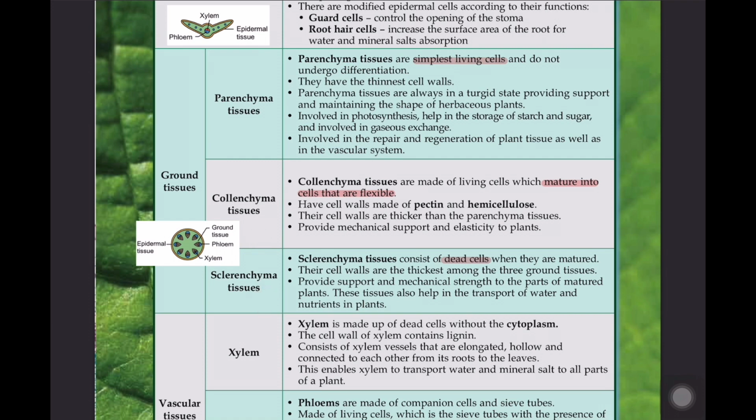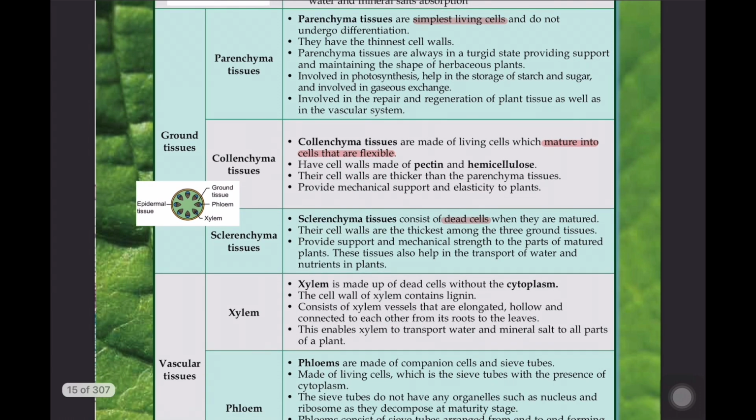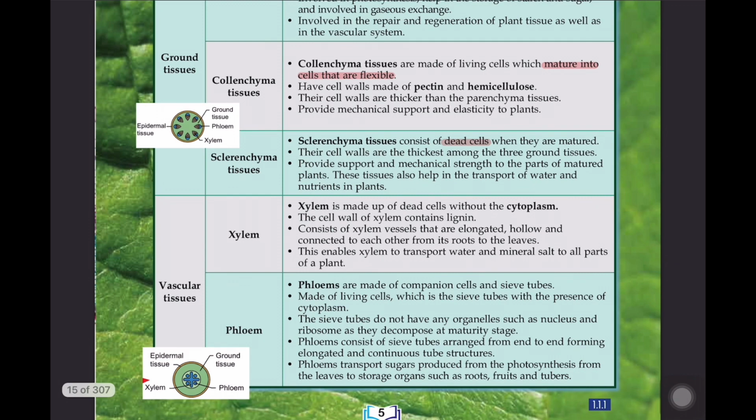We'll go to that later. Collenchyma also provides mechanical support and elasticity to plants. And if you want to remember better, elasticity and flexible go together. Okay, collenchyma. Then lastly, the last type of ground tissue would be sclerenchyma tissue.